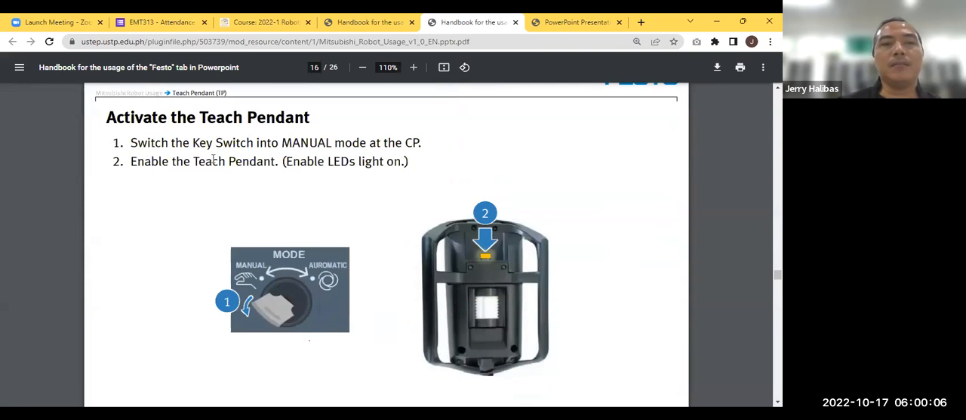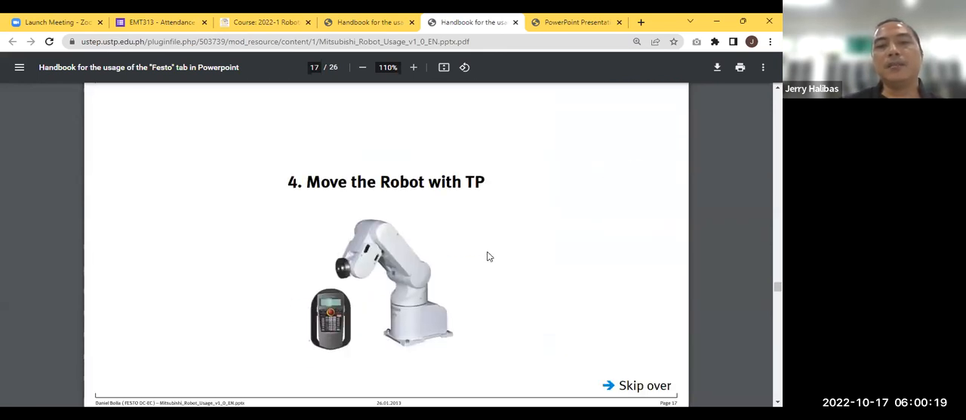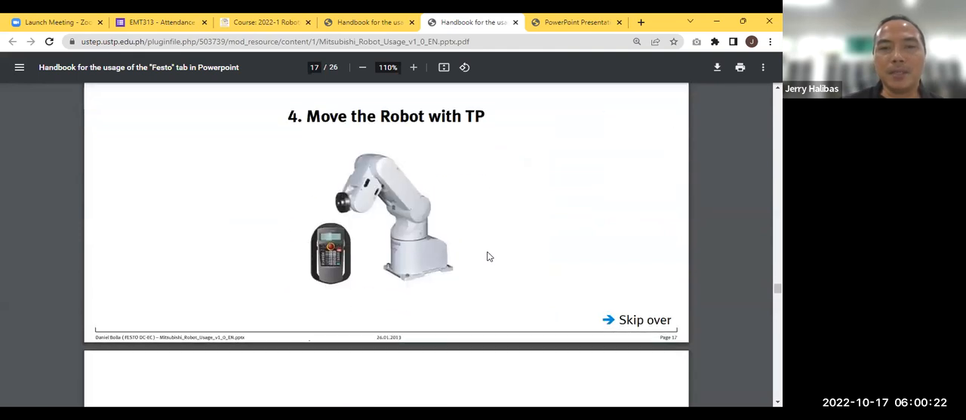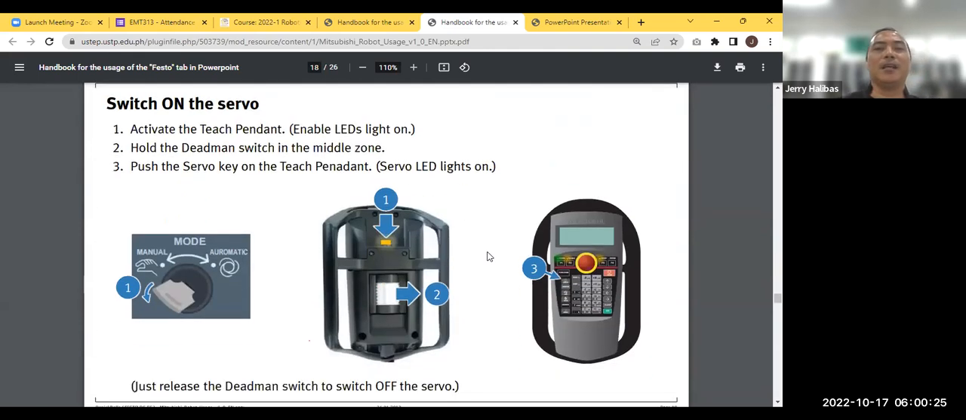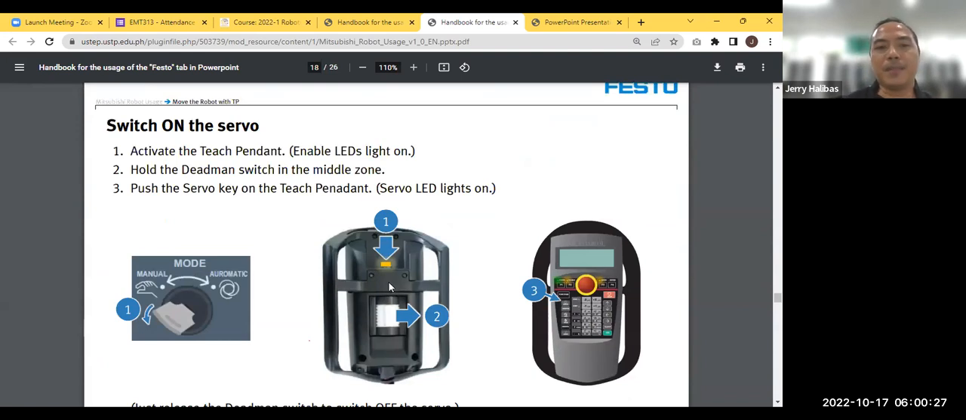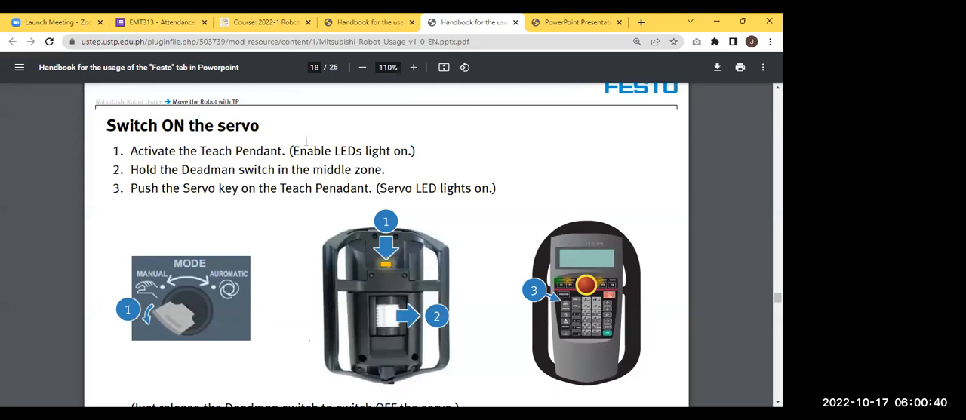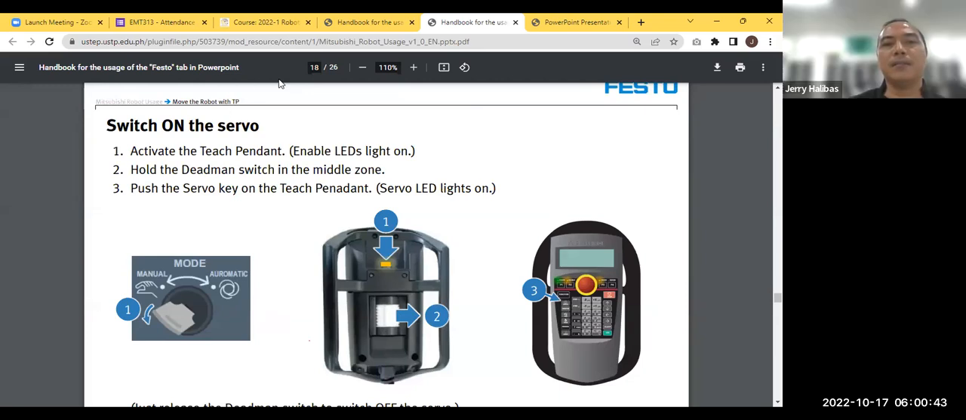So, activate the teach pendant and switch the key into manual mode. So manual, not automatic. Then enable the teach pendant, so you enable the TB at the back. The next step, before you turn on the servo, you need the dead man switch. Hold the dead man switch in the middle zone, on green.